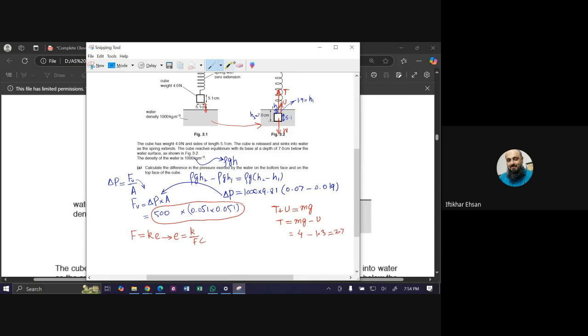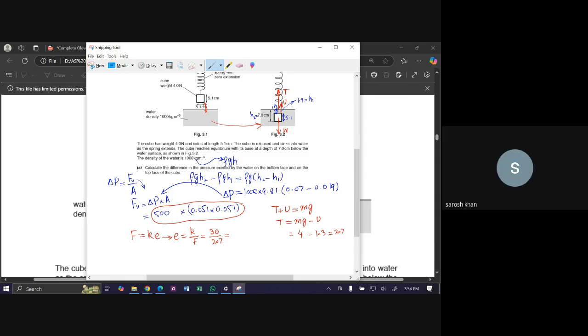So here the force is the tension force in spring. The force in the spring is tension. So that is 2.7. And what was the spring constant? That was equal to 30, I guess. Can you please tell me the answer?